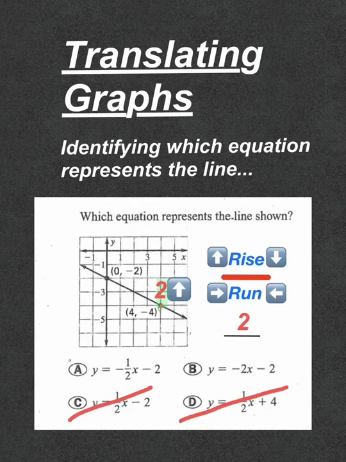Now we need to calculate the run. To calculate the run, all you simply do now is go from where you're at to the next point. And when you count, you end up going 4 units to the left. And this becomes the bottom of your fraction. Now, obviously, you reduce 2 over 4 down into lowest terms, and you get 1/2. And remember, because your line goes down from left to right, this is the reason why your slope is negative.